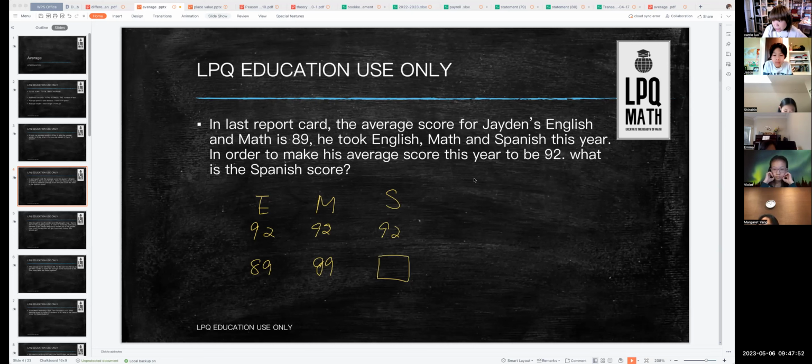The easier way most of the students are going to do is 92 times 3 minus 89 times 2. Correct, everybody? Are you using this way? Violet, right? You use this way, right? Margaret, you're using this way. Okay, it's totally fine. But let me introduce another way.